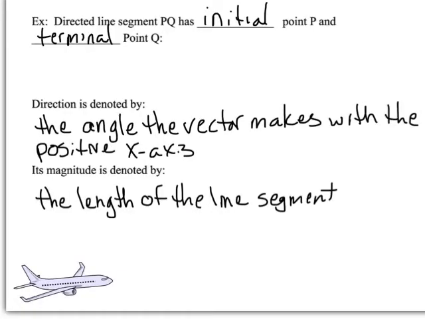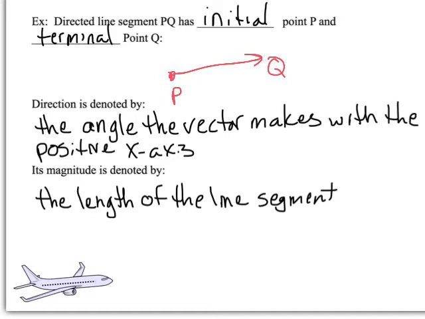So this directed line segment PQ has an initial point at P. That's the important part. When I say it's a directed line segment, if P comes first, then that's the initial point. And the terminal point is Q. So again, we start at P, we end at Q. And you have to go in that order. The initial point is always first, and the terminal point is always at the end.